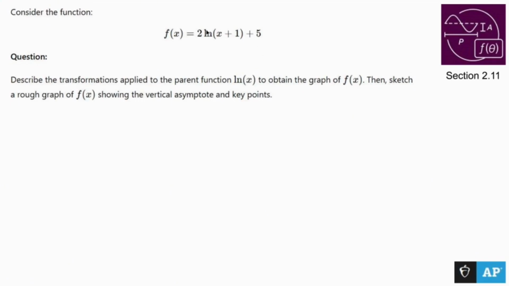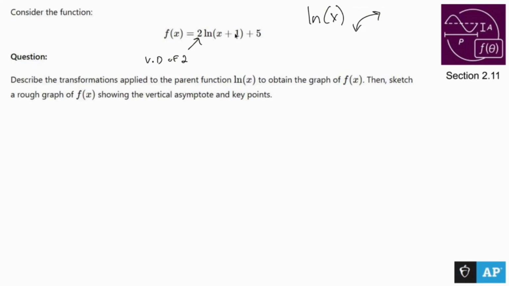All right. First off, ln of x is a regular logarithmic function whose graph looks like this. Now what we're doing is we're multiplying it by 2, right? So by multiplying it by 2, you are giving yourselves a vertical dilation with a scale factor of 2.